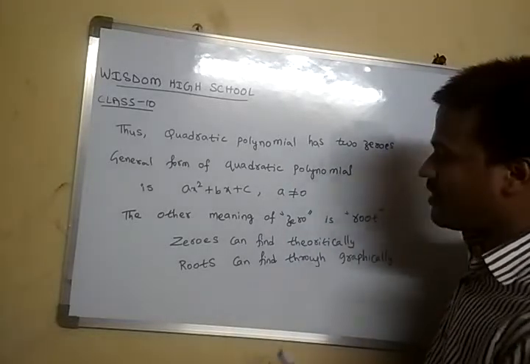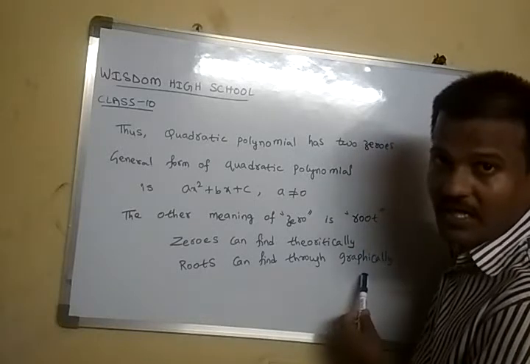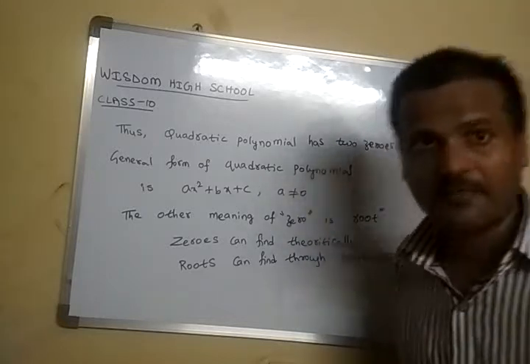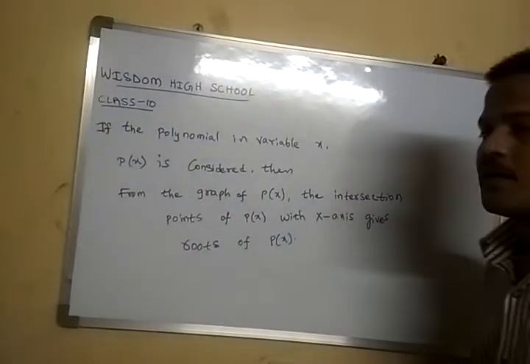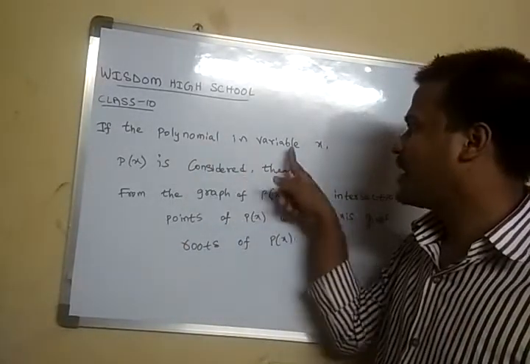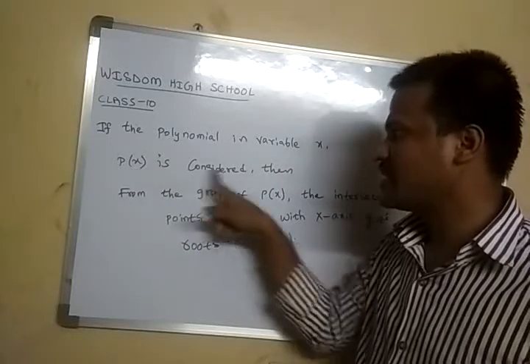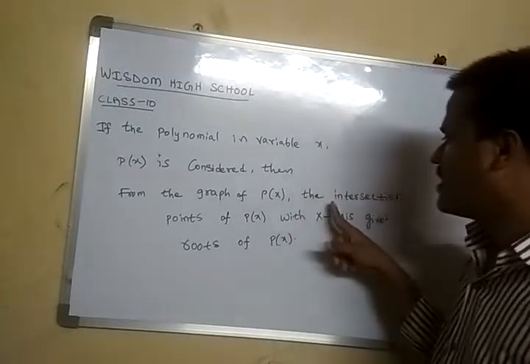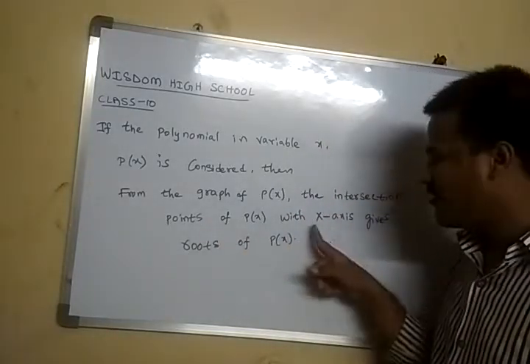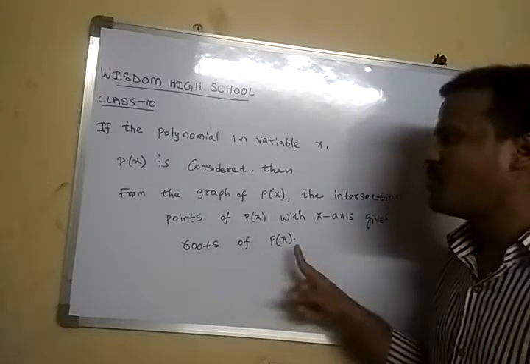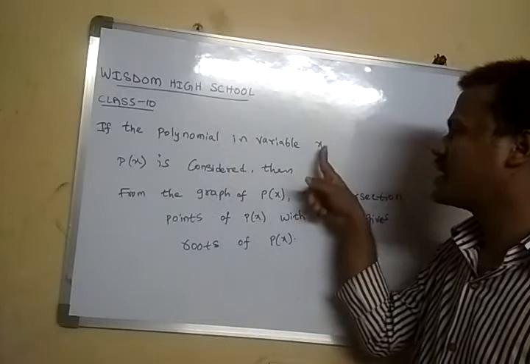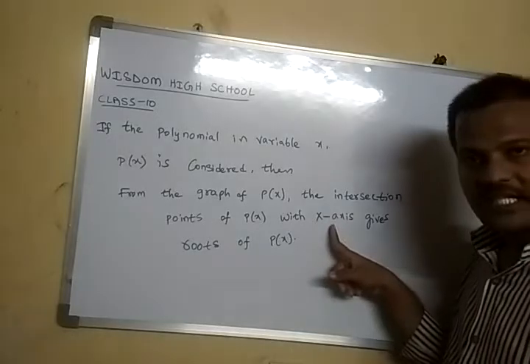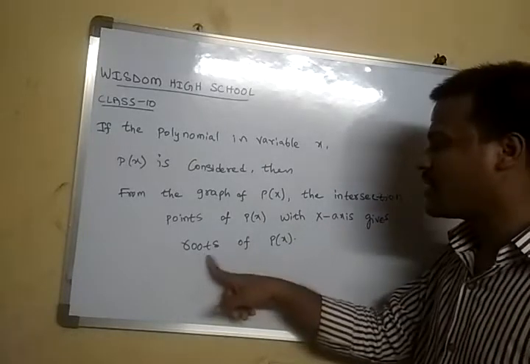Now, next pointer: roots can be found graphically, as I said. So we will discuss the graphical representation of a polynomial here. If you consider the polynomial p of x, then from the graph of p of x, the intersection points of p of x with the x-axis give the roots of p of x. So if the polynomial is in variable x, then the graph of the polynomial p of x, if it is intersecting the x-axis at some points, those points are called roots of p of x.